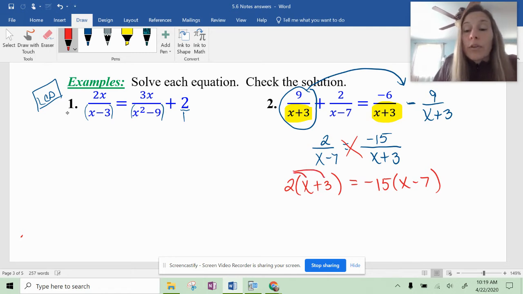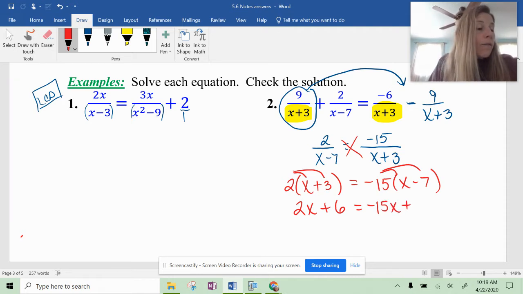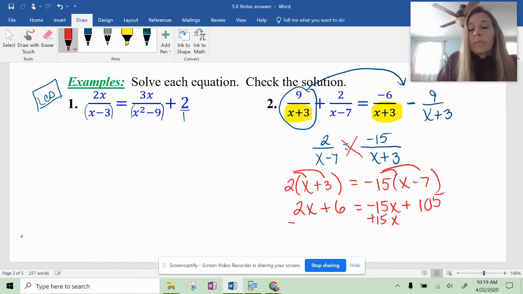So distributing to get rid of your parentheses. So that's going to give you 2x plus 6. And then here you're going to have -15x plus 7 times 15. Where are we? 7 times 15. Let's see, what is that? 105, I believe, right? Yes, 105. And then we're going to add the 15x over. So now I have 17x plus 6 equals 105.